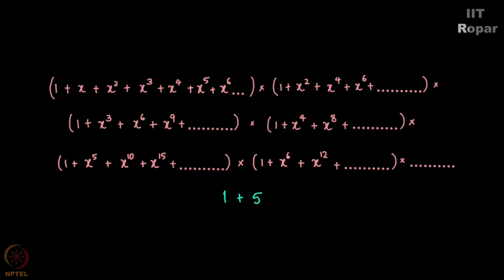Now, what would it be for 1 plus 5? Here we have one 1 and hence it is x, and one 5 and hence it is x to the 5. So 1 is from 1's house and 5 is from 5's house. So 1 plus 5 will correspond to x into x to the 5, which is x to the 6. I had one 1 and hence I chose x. I had one 5 and hence I chose x to the 5.